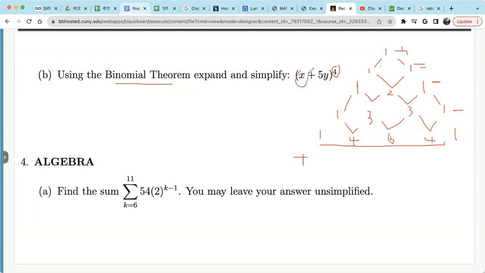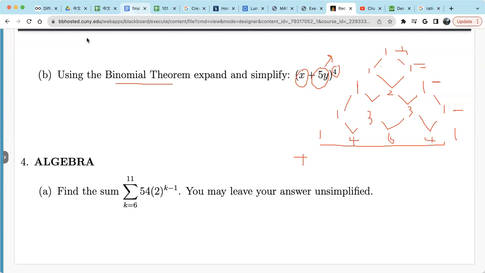Then we have to remember the first one, starting with exponent 4 and decreasing each time, decreasing by 1. So first term we have x raised by 4, second term x raised by 3, third term x squared, fourth term x raised by 1, fifth term nothing. The exponent goes 4, 3, 2, 1, and 0. The second one goes in ascending order. So the first term we won't see it, the second term we'll have 5y in parentheses raised by 1, then parentheses 5y raised by 2, then raised by 3, then raised by 4.